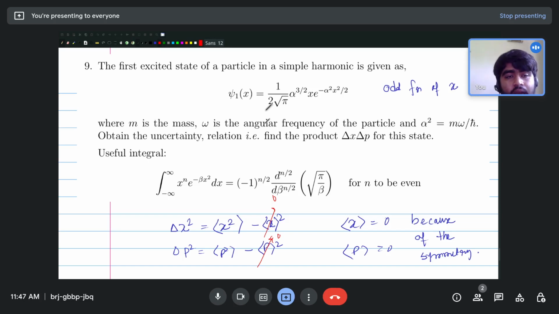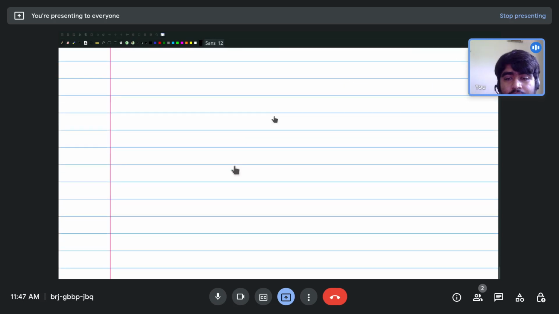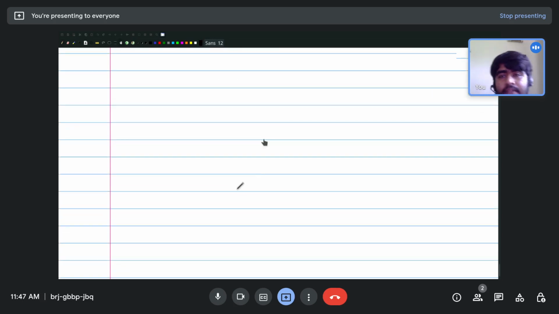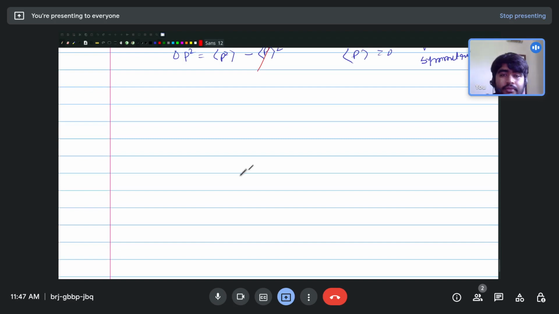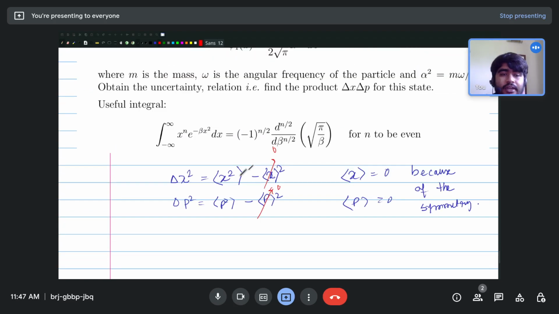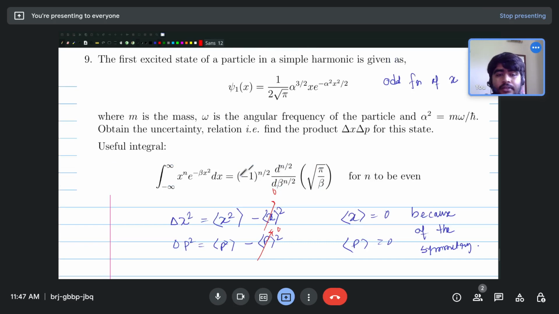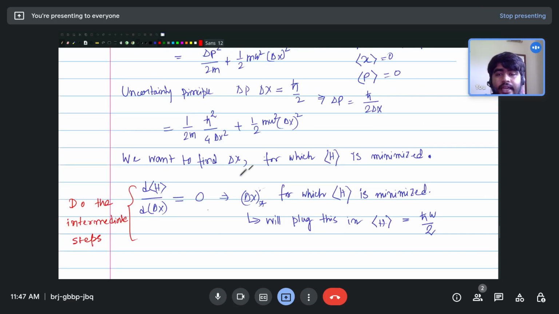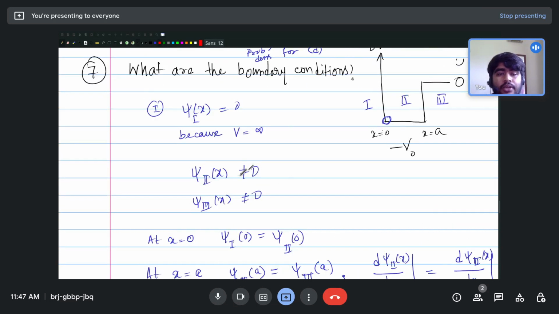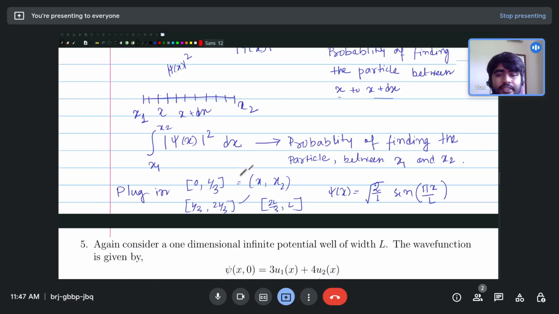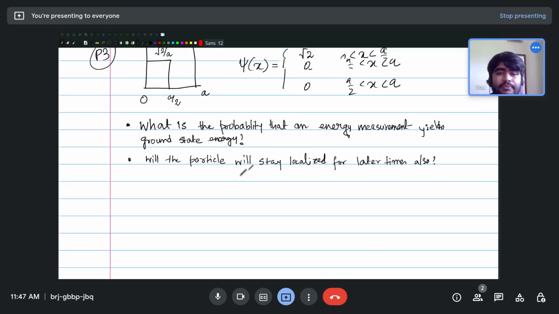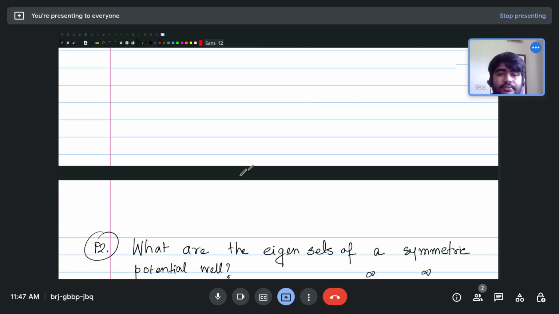Okay, so this was, I think, the last problem that I wanted to discuss from the assignments. So please do the assignments and submit before the due date. Other than these assignment problems, I have also noted down some problems which I think might be interesting and which are important for concepts.